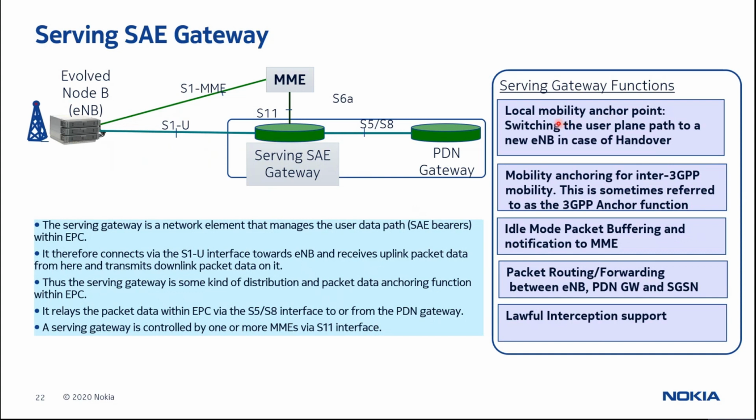One of the key aspects of this anchor point is this: the switching of the user plane path from one eNode B to the new eNode B in case of handover is actually done by the serving gateway.